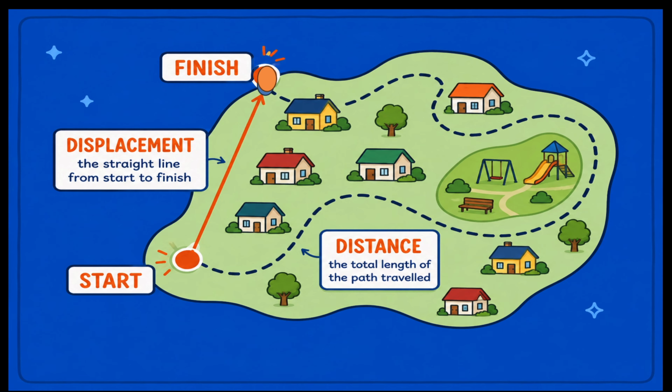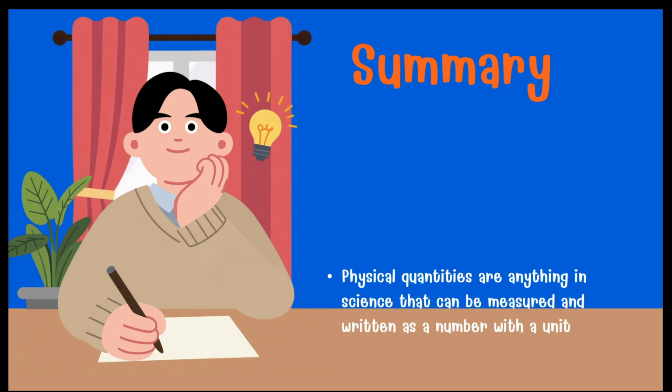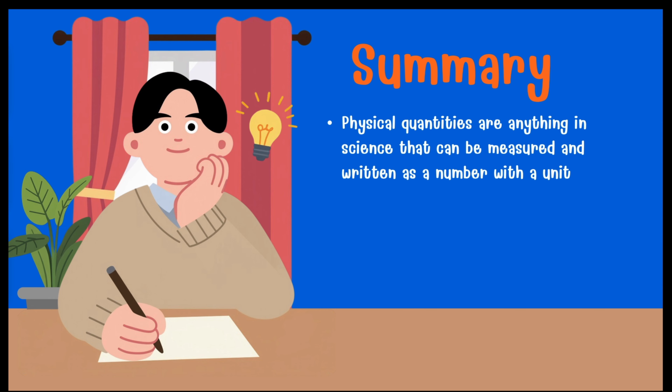Now let's bring together the main ideas from this lesson. Let's summarize what we have learned. A physical quantity is anything in science that can be measured and written as a number with a unit. Scalar quantities have magnitude only. This means that they have a size or amount, but they do not include direction. Examples of scalar quantities include mass, time, temperature, and speed.